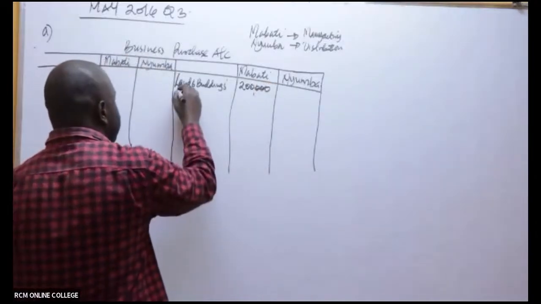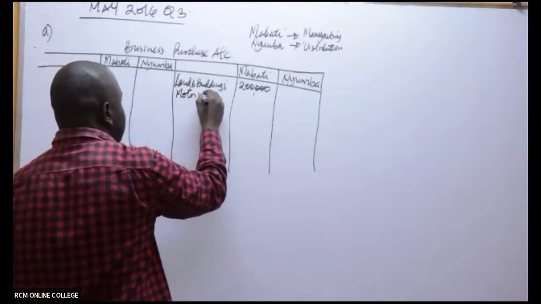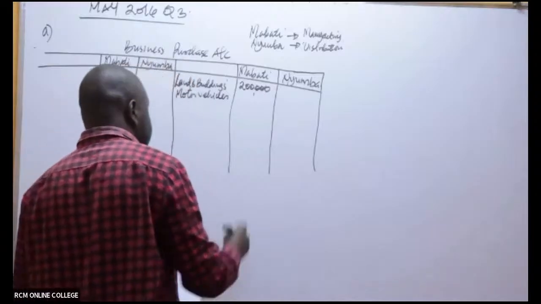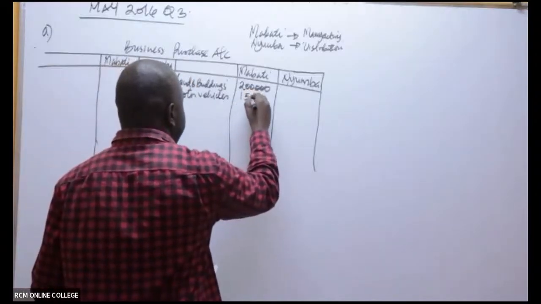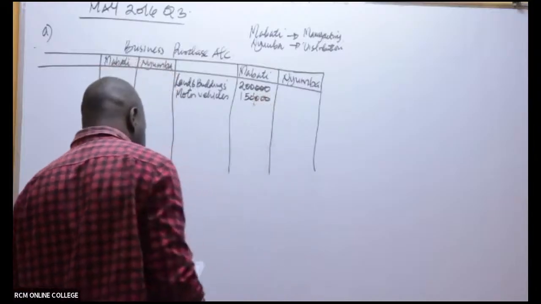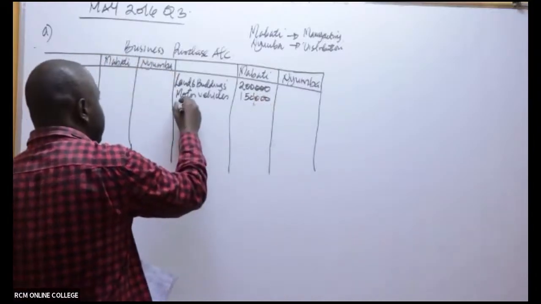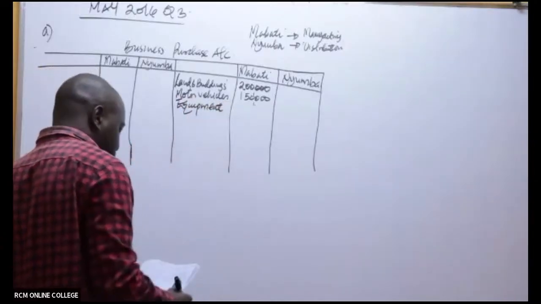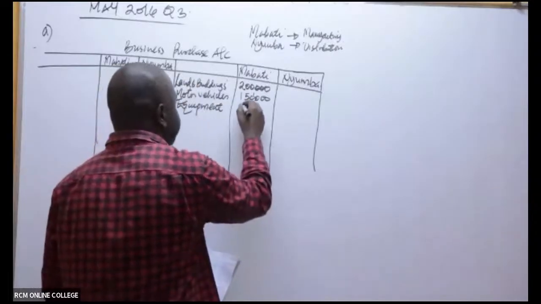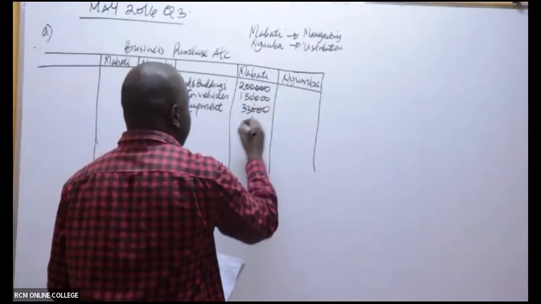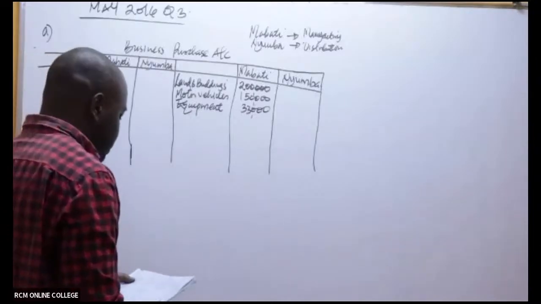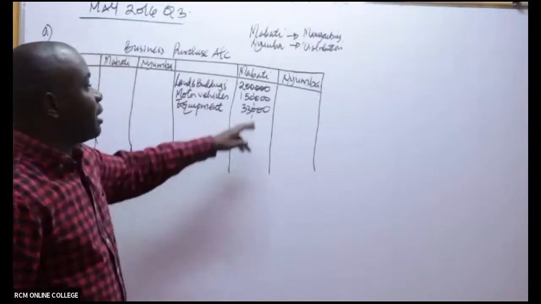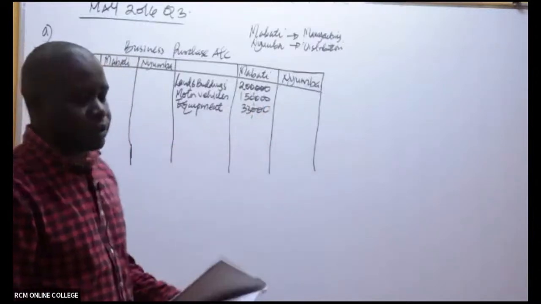Then motor vehicles, an amount of 150 million. Then which other non-current asset did they take over? We have the equipment, at a value of 33 million. So they took over all the non-current assets. Those ones we will credit under Mabati, not under Nyumba, because Nyumba never took over those ones.